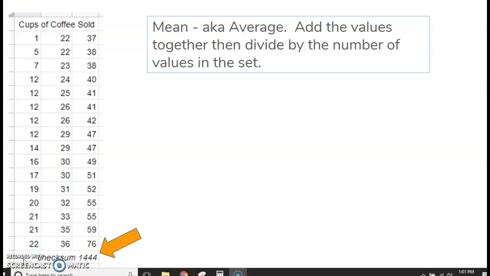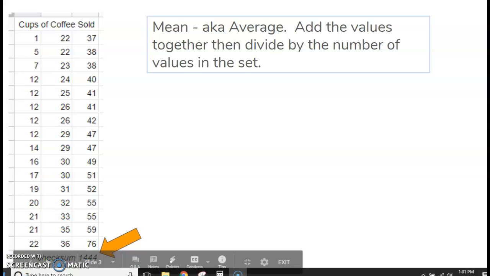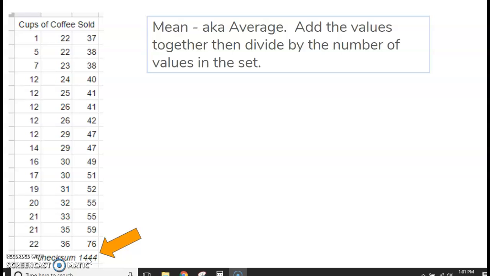Mean. Mean is also known as the average. So to find the average, we add the values together, then divide them by the number of values in the set. In the problems that'll be on the quiz, or most of the problems, there will be a checksum down at the bottom. And this checksum is the total of all the numbers in that spreadsheet of information.